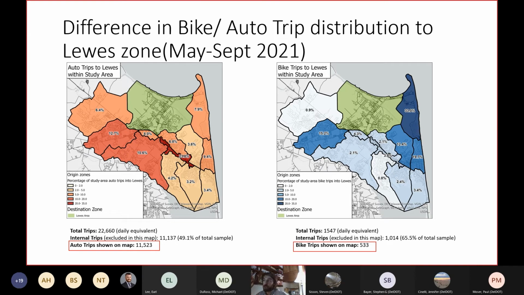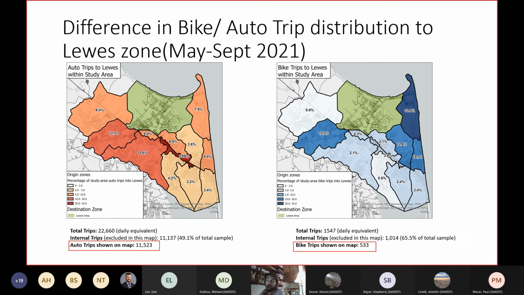On the left is showing auto trips, so people who drove. Of all the people in this study area who began and ended their trip in this study area, where'd they come from? In that automobile map, there are roughly 22,000 daily equivalent trips that occurred within this study area. This isn't including people who started the trip in Wilmington and drove down. They're excluded from this. This is just trips beginning and ending in the study area.